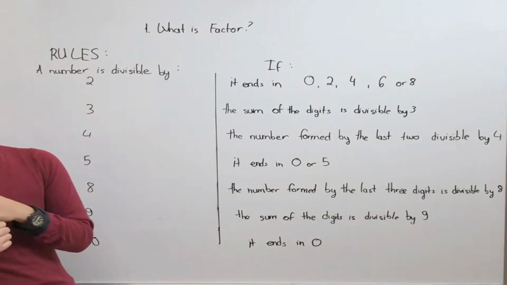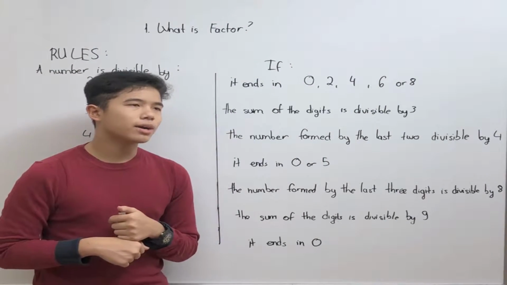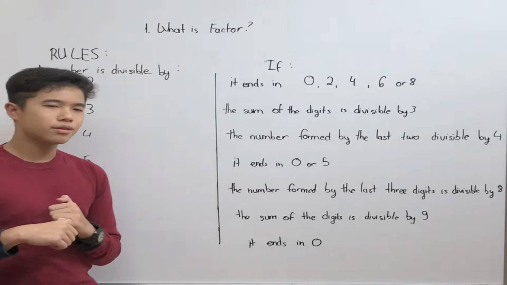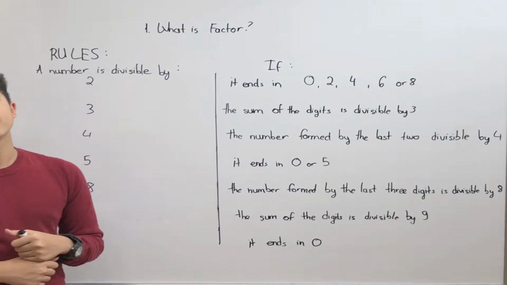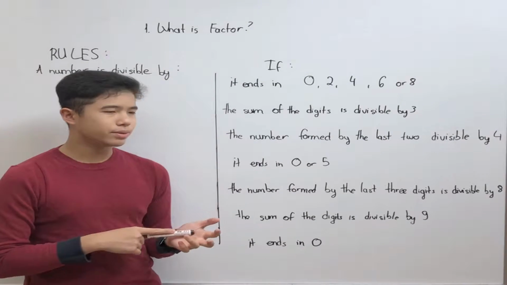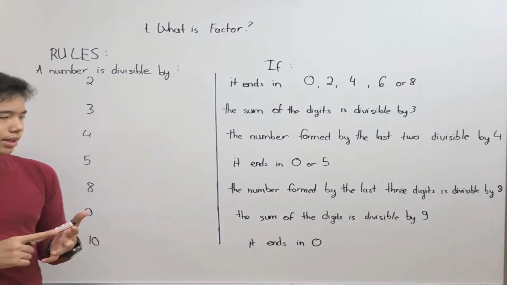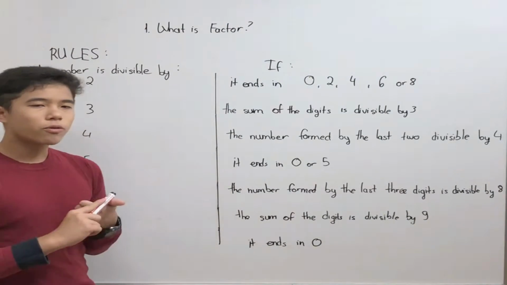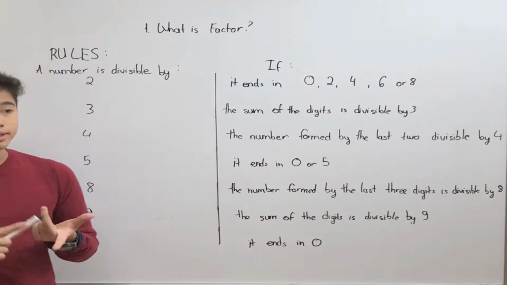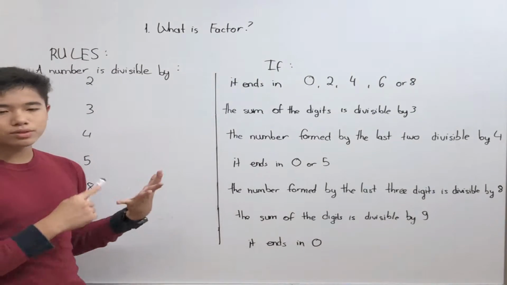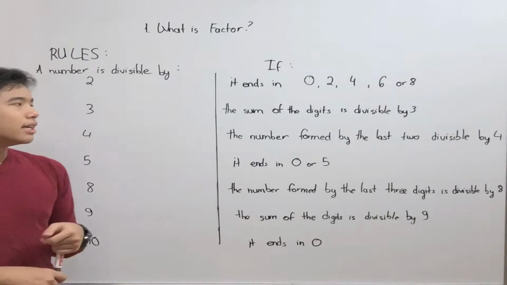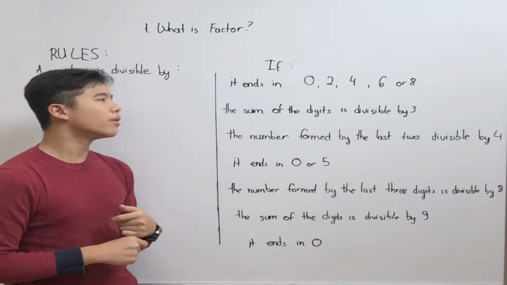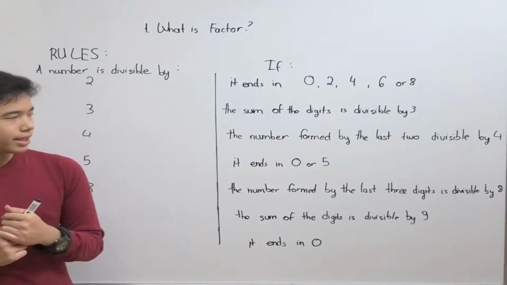Let's see another example. How about 423? 423, let's add all of them together. There are 3 digits. We must add 3 times. 4 plus 2 equals 6. 6 plus 3 equals 9. So 423 is also divisible by 3.